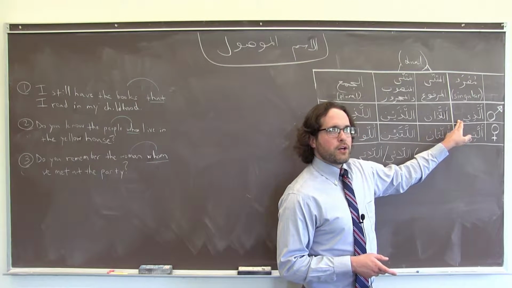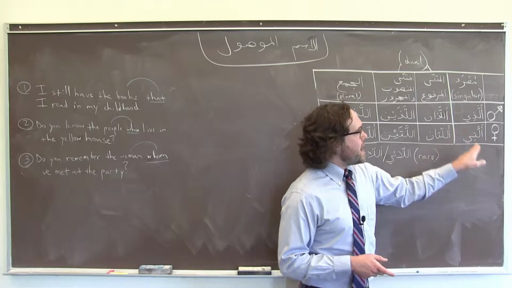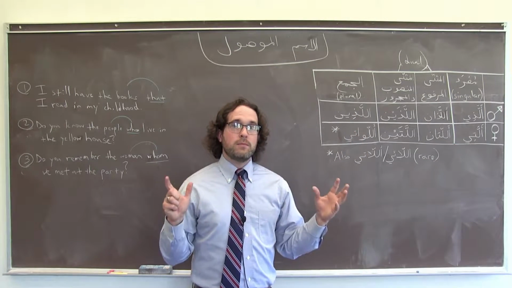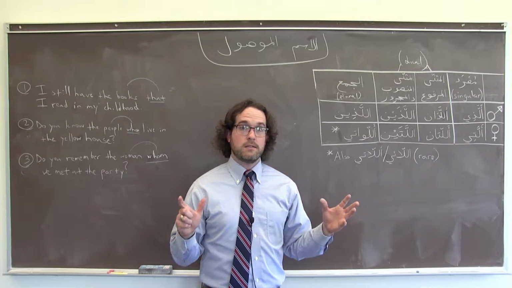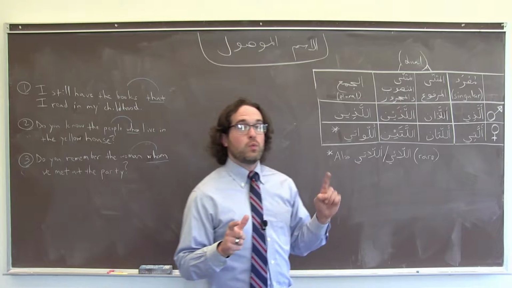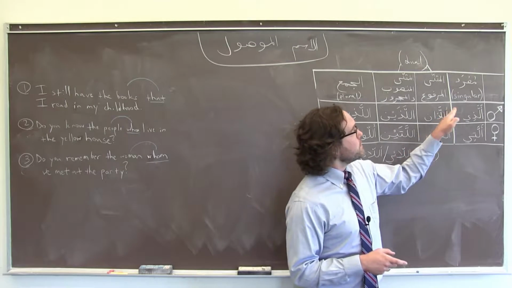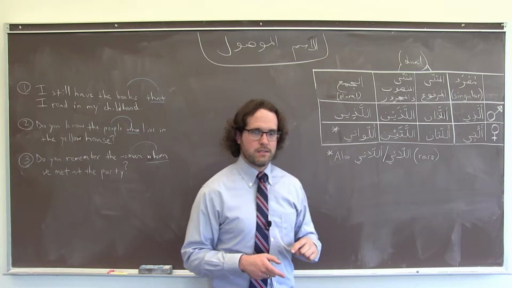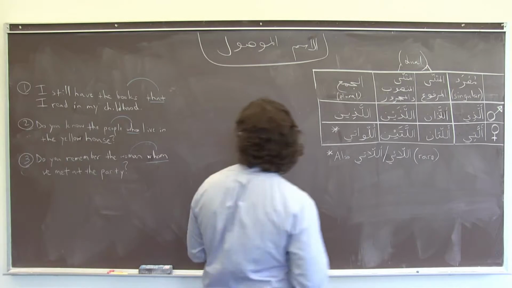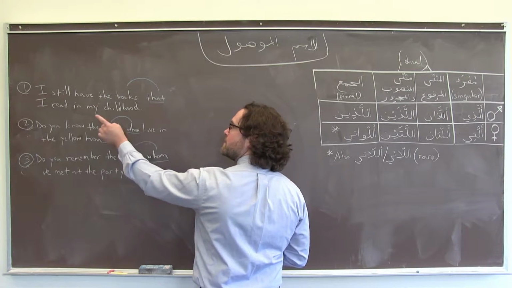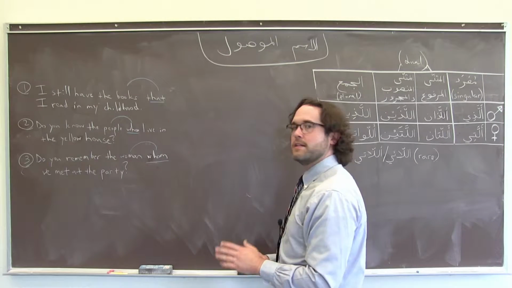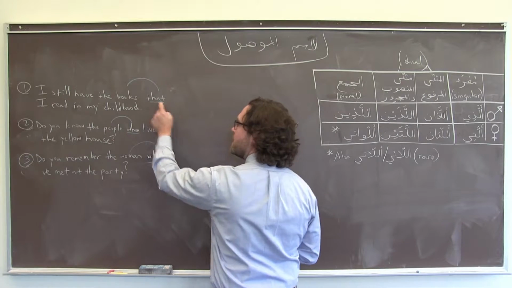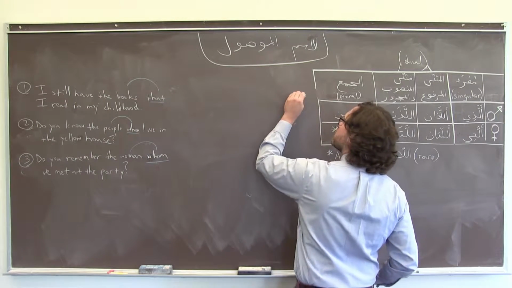The wrinkle that occurs in Arabic is that after this relative pronoun, we also need a complete jumla fa'aliya, a verbal sentence that comes after it. And we need to refer to that noun in the second clause of the sentence. Let me show you what I mean. Let's take this. I still have the books that I read in my childhood. First, I need to figure out which relative pronoun I'm going to need to use.